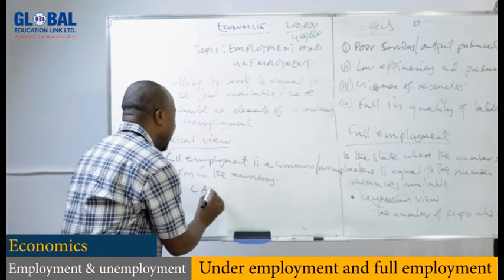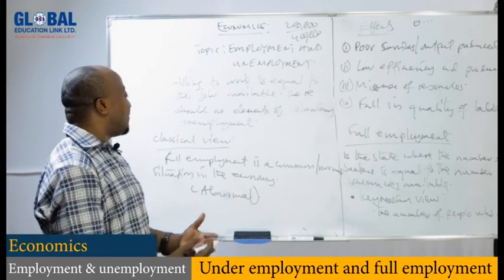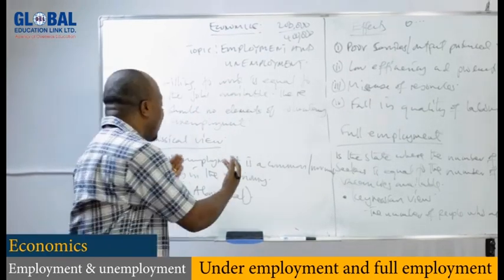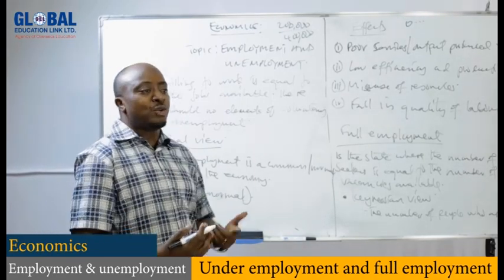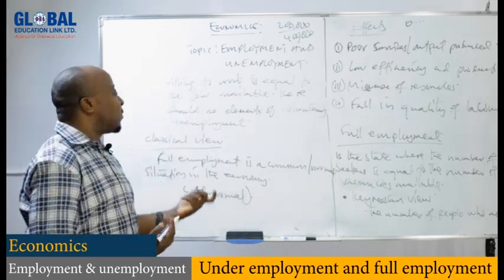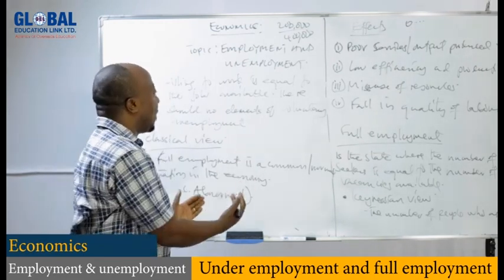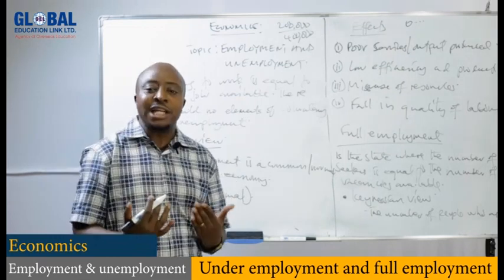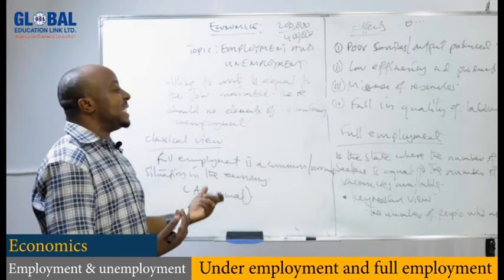It means if there is no full employment, they consider the economy as abnormal, because for them, to have full employment is very common. So if there is no full employment, if there is no equilibrium in the labor market, that means the situation is abnormal. But in reality, full employment is something idealistic, theoretical. We discuss full employment where the number of job seekers is equal to the number of job vacancies available. But in reality, such a situation exists in very rare cases. Most of the time, full employment is very difficult to achieve.